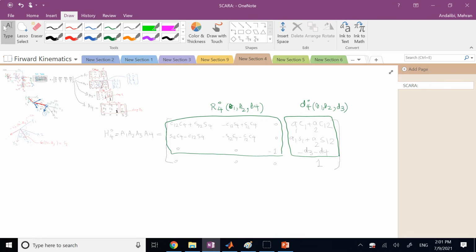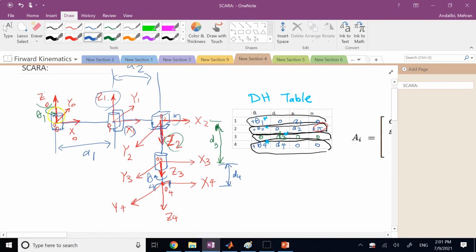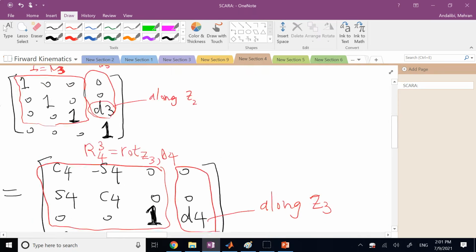Now, again, do they make sense? Absolutely. If you look here, for example, look at this component. How do I go from the base origin to the end effector origin? If you look here, I need to move along this Z naught, a distance of negative D3, and then a distance of negative D4, or D3 and D4 in the direction of negative Z naught. That's why these two come into play.